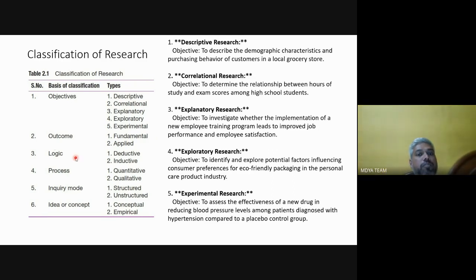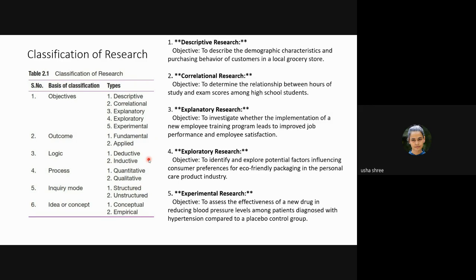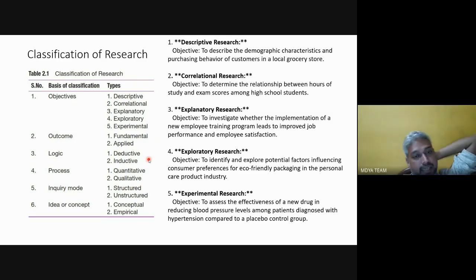So we know the deductive and inductive approaches. Fundamental is what, sir? I didn't understand. What is fundamental? We'll discuss it later. Fundamental means pure research, and applied research means where you use applications, and it is very specific.